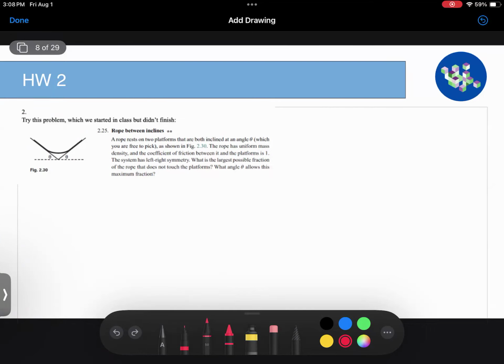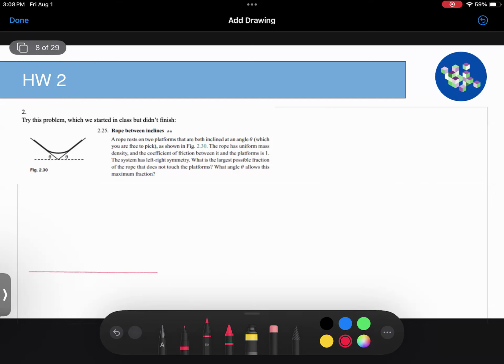Rope between inclines. A rope rests on two platforms that are both inclined at angle theta, which is free to pick. The rope has uniform mass density, and the coefficient of friction between it and the platforms is 1. The system has left-right symmetry. What is the largest possible fraction of the rope that does not touch the platforms when angle theta allows its maximum fraction? Okay, so let me draw a bit bigger for you guys.